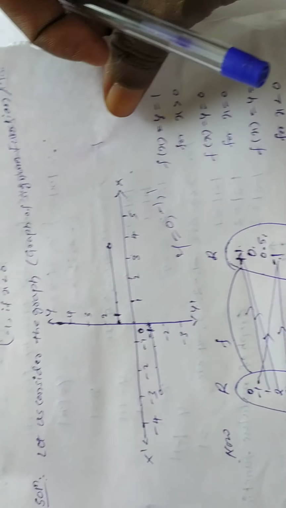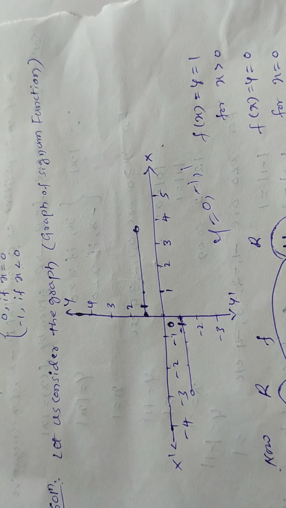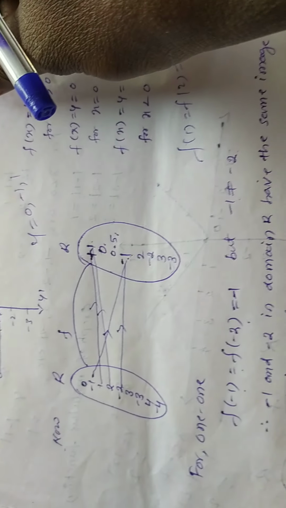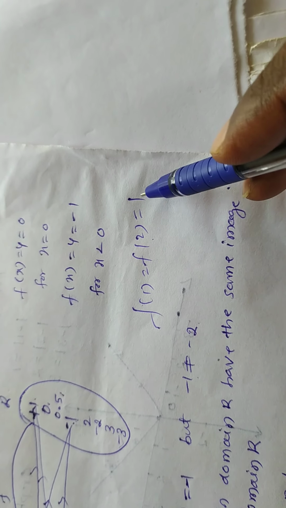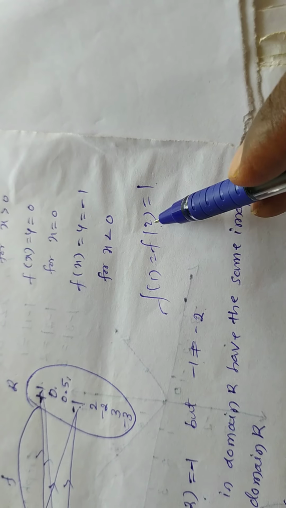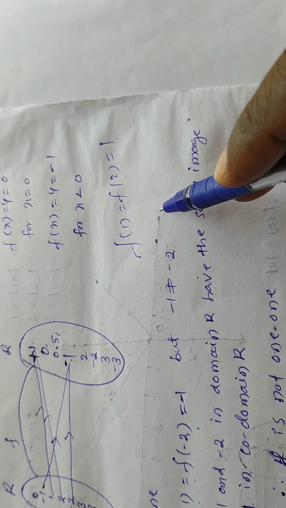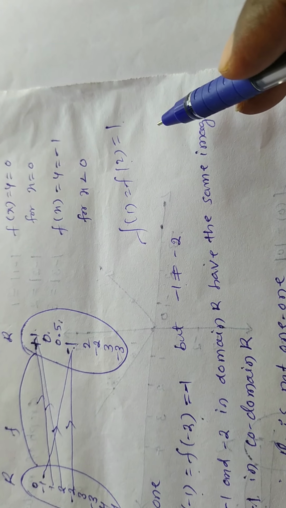Therefore, the signum function is neither one-one nor onto. Okay, so in the examination you have to write like this. For f of 1 is equal to f of 2 is equal to 1, or f of minus 1 is equal to f of minus 2 is equal to minus 1. Therefore, 1 is not equal to 2, hence x1 is not equal to x2. Therefore, f is not one-one.